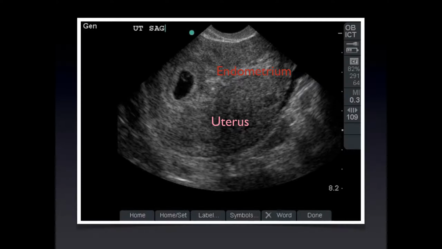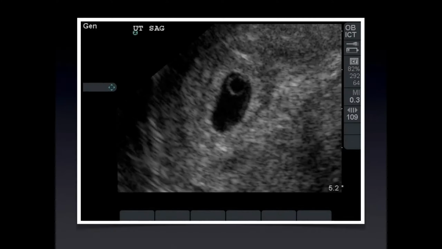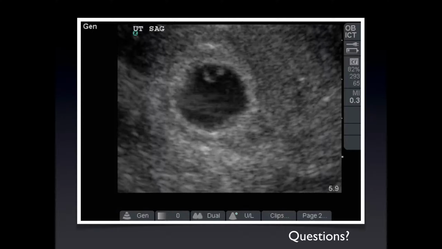So here's our uterus, endometrial stripe here, double decidual sac sign, gestational sac, yolk sac. Again, blown up, same thing. All right.